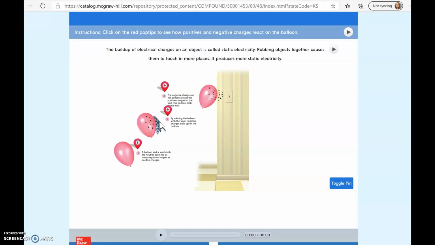And then the negative charges on the balloon attract the positive charges on the wall. And that's what causes the balloon to stick to the wall.